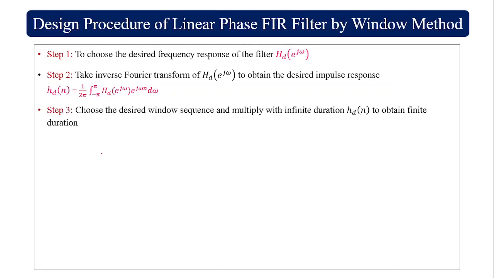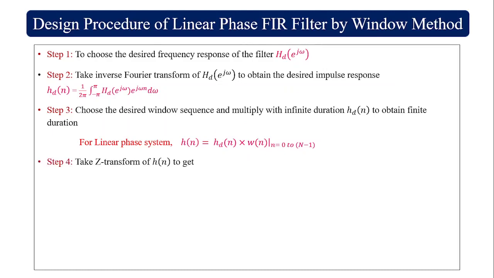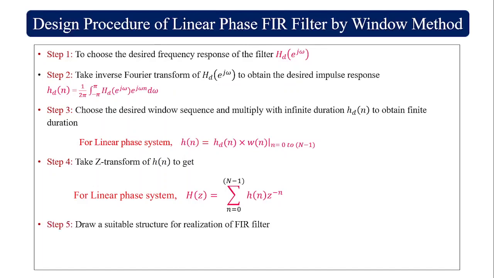Step 3, choose the desired window sequence and multiply with the infinite duration response to obtain the finite duration. So for linear phase, h of n is equal to hd of n into w of n for the range 0 to N minus 1. Step 4 is to take the z-transformation of h of n to get H of z, which is equal to summation n equal to 0 to N minus 1 h of n into z power minus n. This is for causal system. And step 5, draw the suitable structure for realization of FIR filter.